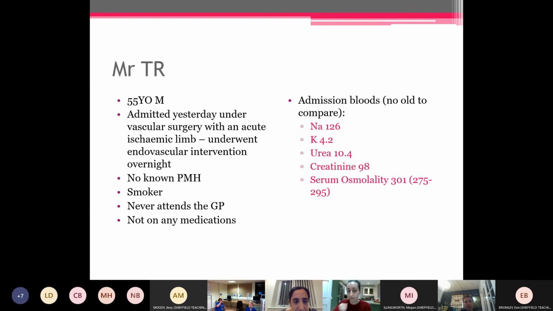Is it mild hyponatremia? Mild from a symptomatic point of view. I don't think I've actually said his symptoms, but yes, he has no specific symptoms, so it is mild. From a numerical point of view, is it mild, moderate, or severe? Moderate. Correct. And then, acute or chronic?